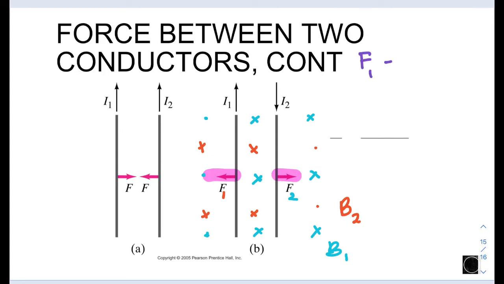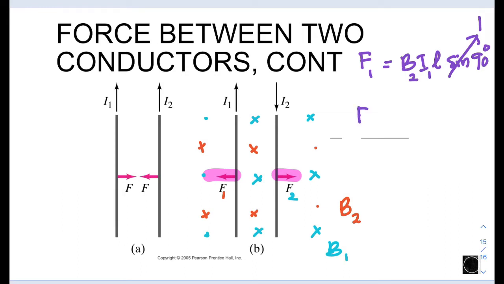So F1 equals B I L sin 90 degrees. Why 90 degrees? Because the B and the I are perpendicular to each other. So this one becomes 0. Which B to be considered if it is F1? B2. Which I? I1.